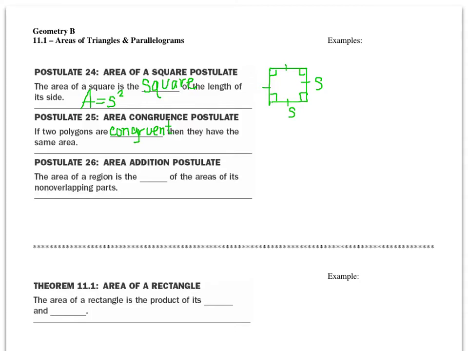Postulate 26 is the area addition postulate, and it says the area of a region is the sum, so if we add it together, of the areas of the non-overlapping parts. And we use this when we have a shape, maybe a really strange shape like this, where we could find the area here, and here, and here, and then add those all together.